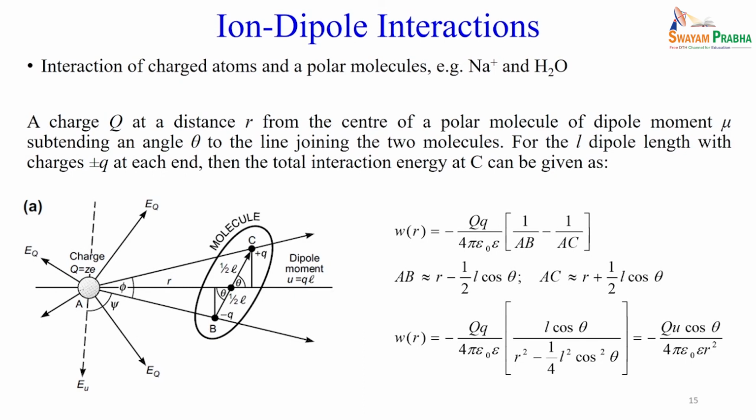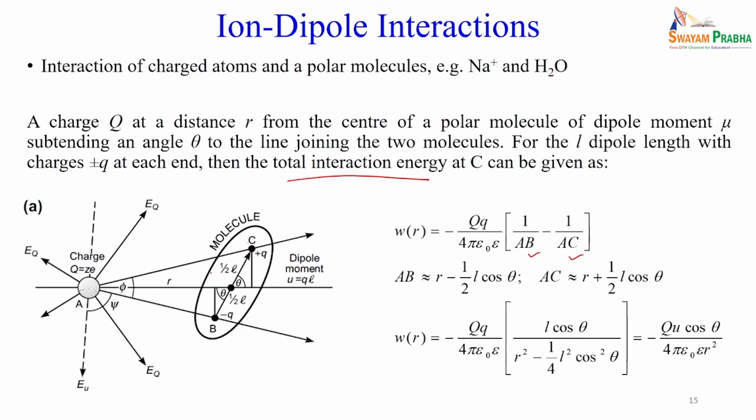Now, if you want to calculate the potential, or you can say the ion dipole potential, or the total interaction energy, we will write q into q, this charge is q, over 4 pi epsilon naught epsilon. Now, what will be the distance? For this case, the distance will be AB. So, in one case 1 upon AB, in the other 1 upon AC.